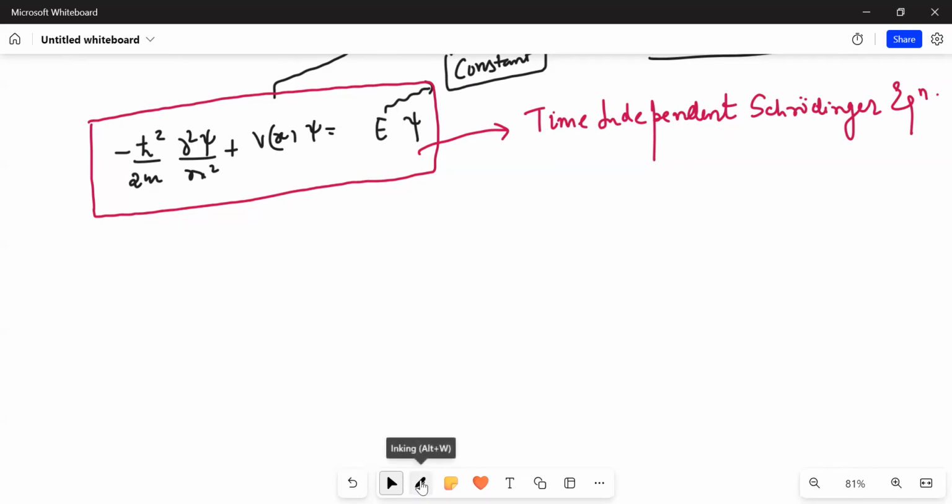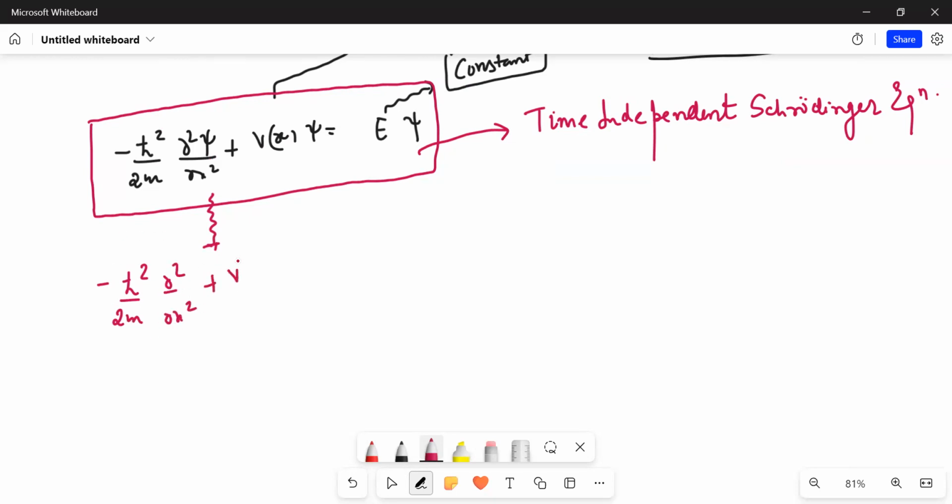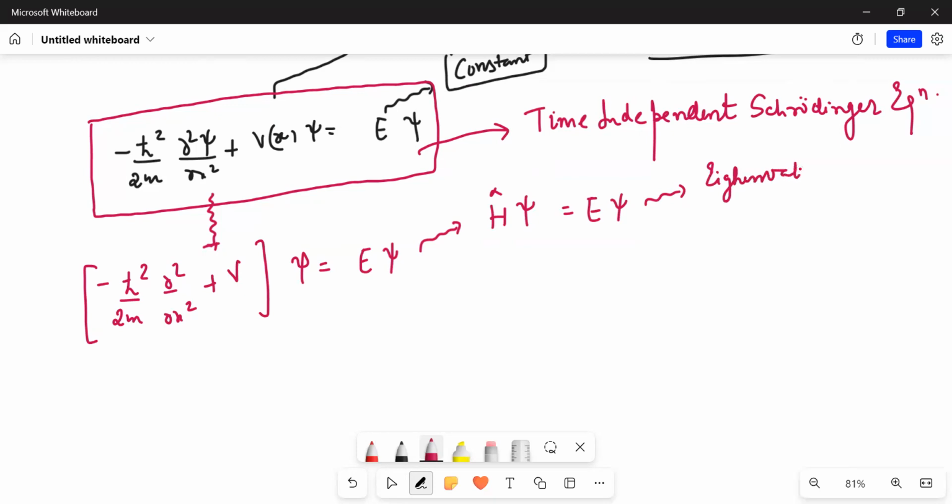One more thing one needs to see is that this particular equation can also be written in the form of an operator. Minus ħ² upon 2m ∂²/∂x², I can write as a kinetic energy operator, plus V, times psi equals E psi. This is equivalent to writing that H is operating on psi and it gives me E psi. So it turns out to be an eigenvalue problem, and this wave function is an eigenfunction for this particular eigenvalue problem.